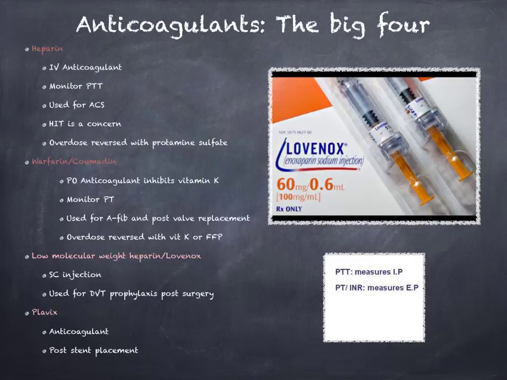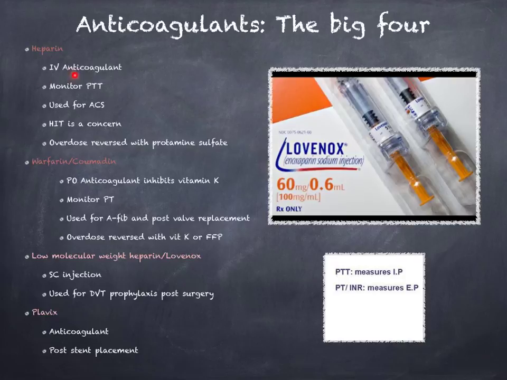Some of the major anticoagulants that we run into in the clinical environment. Anti meaning against, and coagulant meaning blood clotting, so anti-clotting agents. And the big 4 agents that we commonly run into are heparin, warfarin or Coumadin, low molecular weight heparin or Lovenox, and Plavix. So let's go ahead and talk about heparin real quick here.